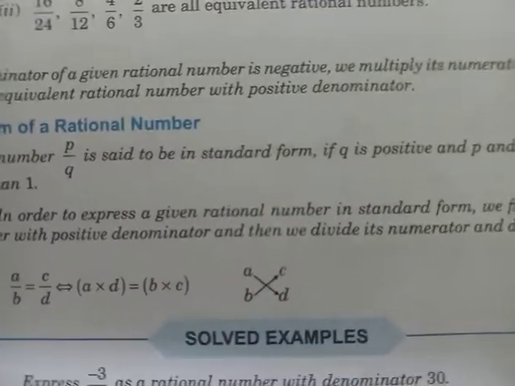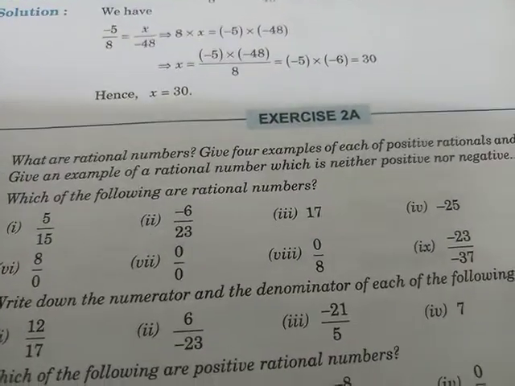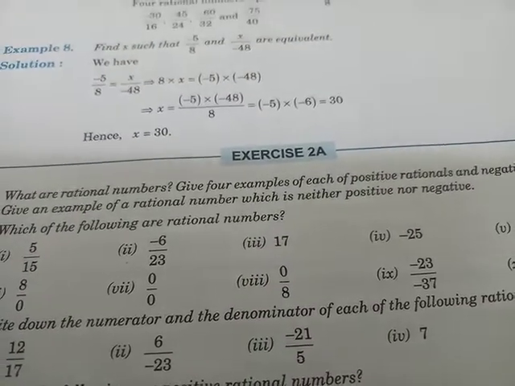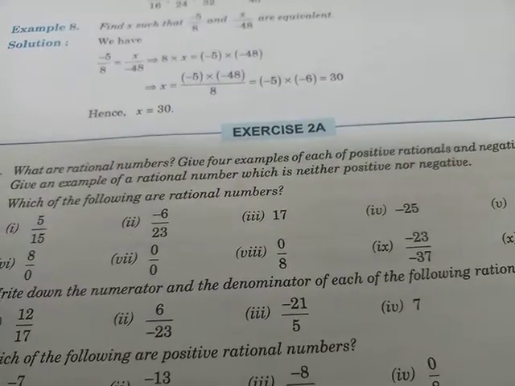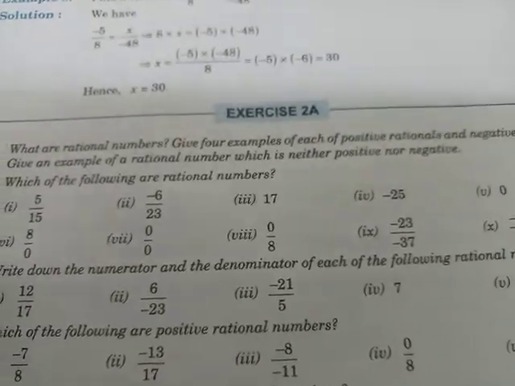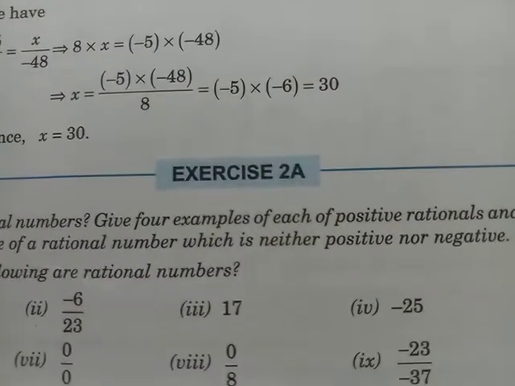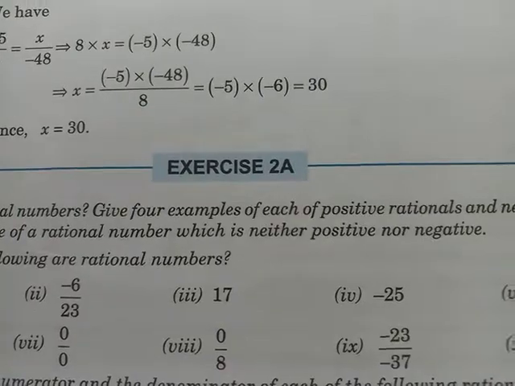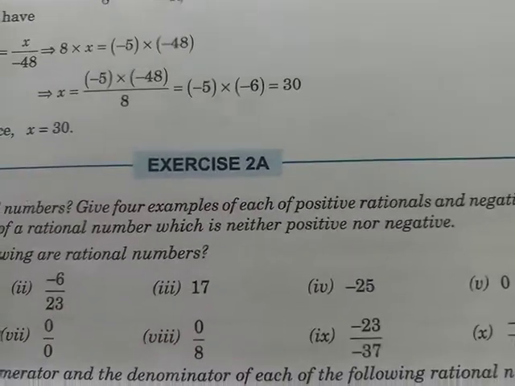Okay, then we proceed toward Exercise 2a. Question number 1, write what are rational numbers. Give 4 examples of positive rational numbers and negative rational numbers, and give an example of a rational number which is neither positive nor negative. So you have understood, any rational number is in the form of p by q, where p and q both are integers, q cannot be equal to 0, and p and q have only one common factor.